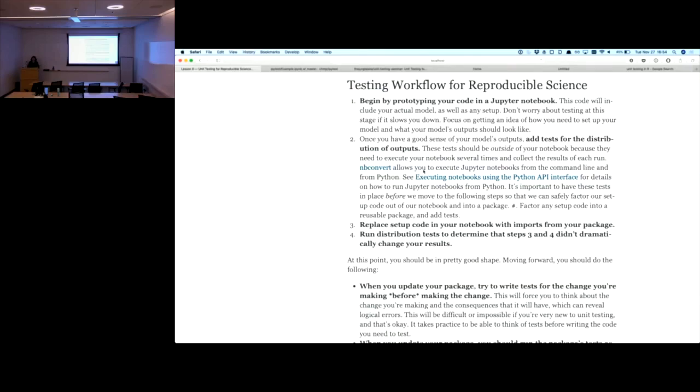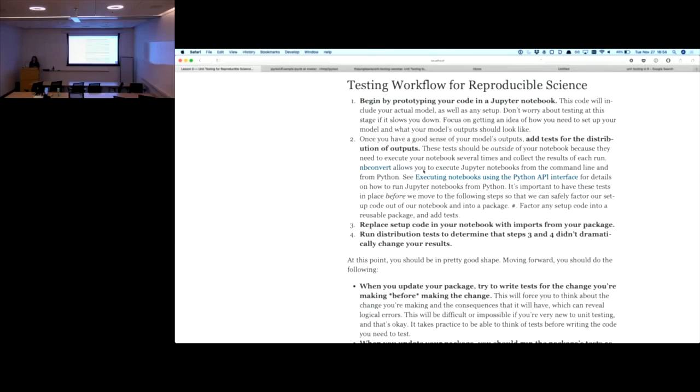Sorry, I have to go really fast because we're running out of time. But there are links in here to ways that you can execute Jupyter Notebooks from Python. So you could create a test file that executes your Jupyter Notebook maybe like 100 times or something like that, and then runs your tests. You could do something like that, all within one file.